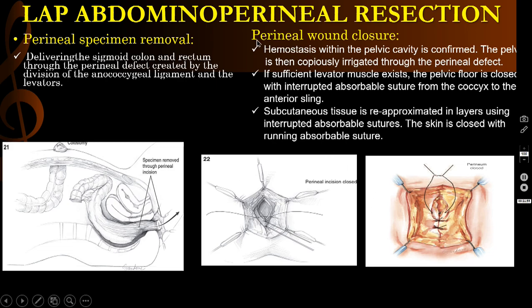Then finally the perineal wound closure. Hemostasis within the pelvic cavity should be confirmed. The pelvis is then copiously irrigated through the perineal defect. If sufficient levator muscle exists, the pelvic floor is closed with interrupted absorbable suture from the coccyx to the anterior sling. The subcutaneous tissue is reapproximated, as you are seeing here, in layers using again interrupted absorbable suture. The skin is closed with running absorbable suture. This is what you have to do.